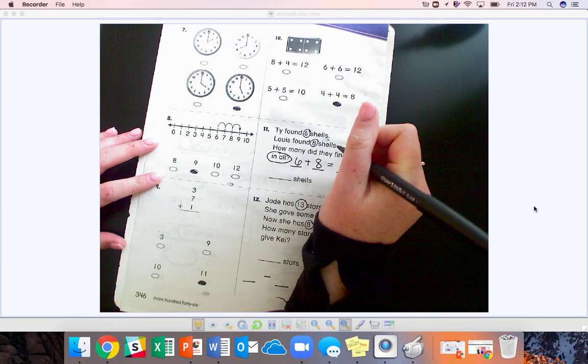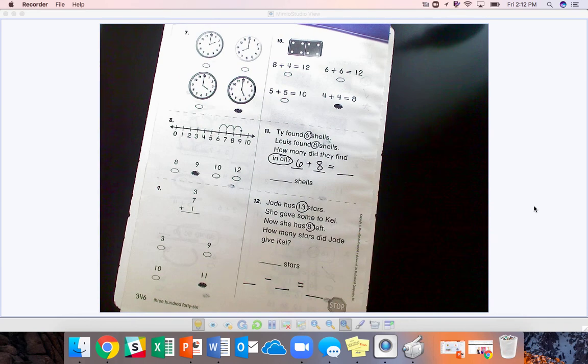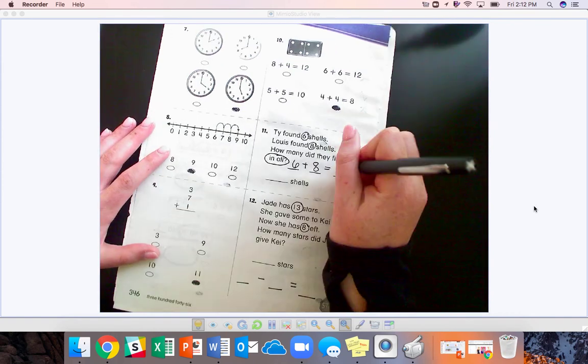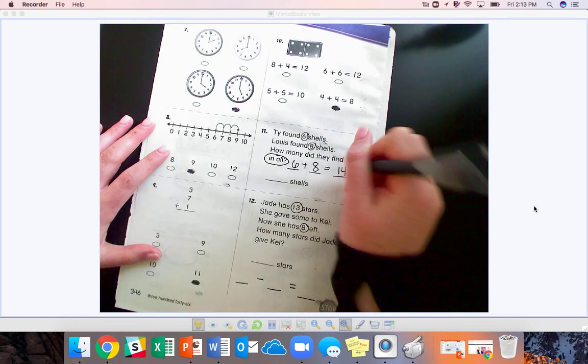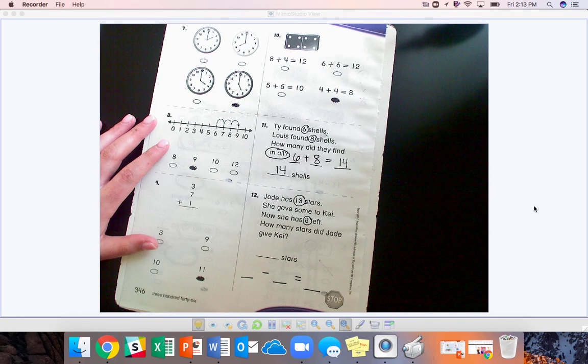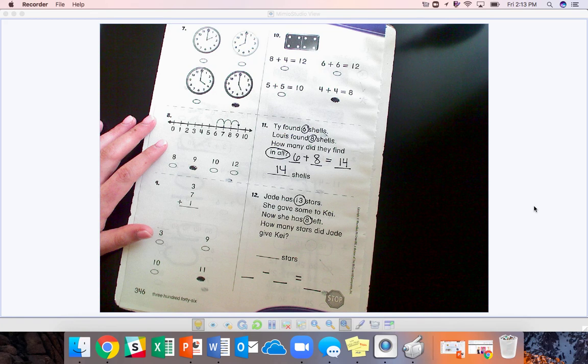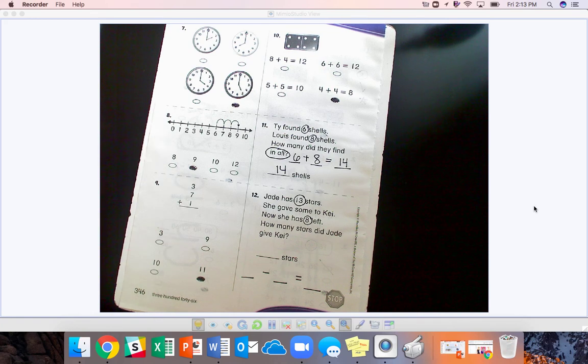How many did they find in all? So we know that this is an addition sentence. 6 plus 8. What is 6 plus 8? Nice job. 14. We found 14 shells. Last one.